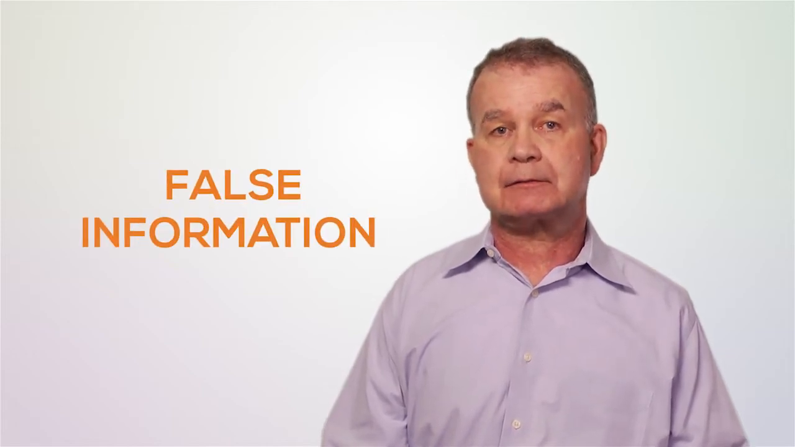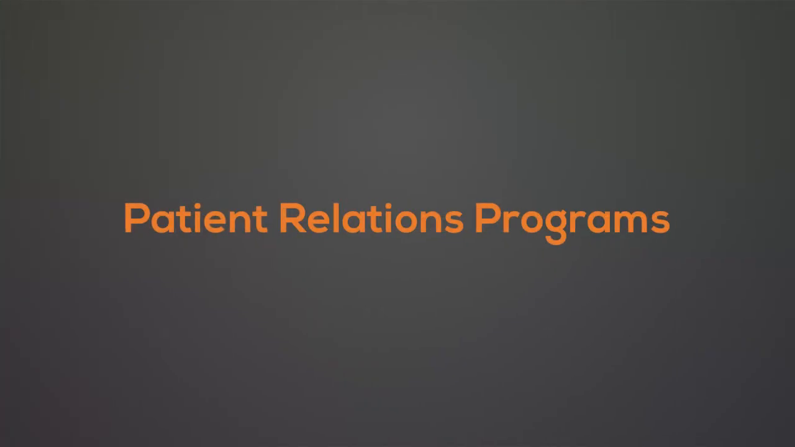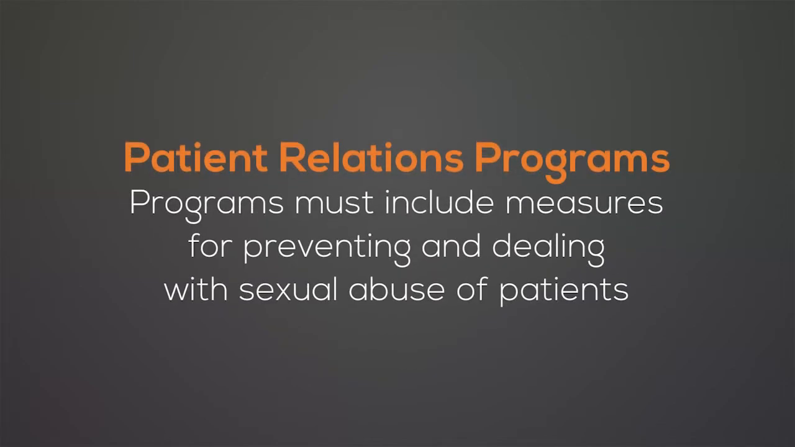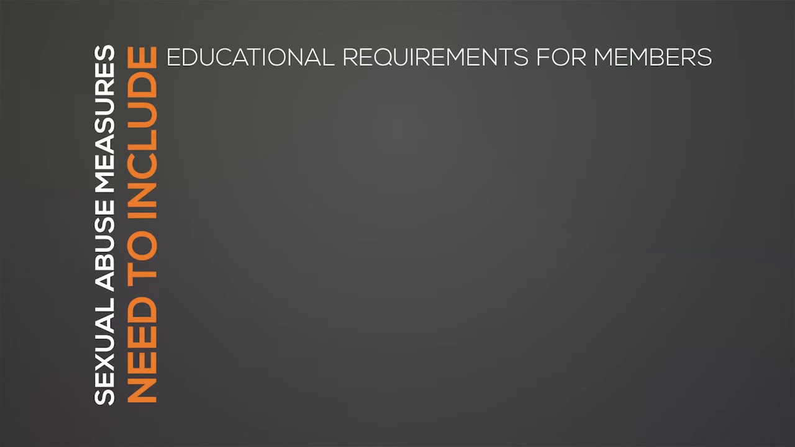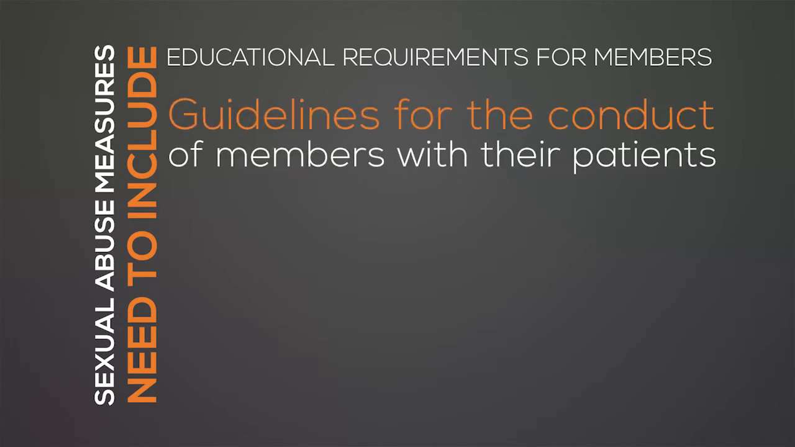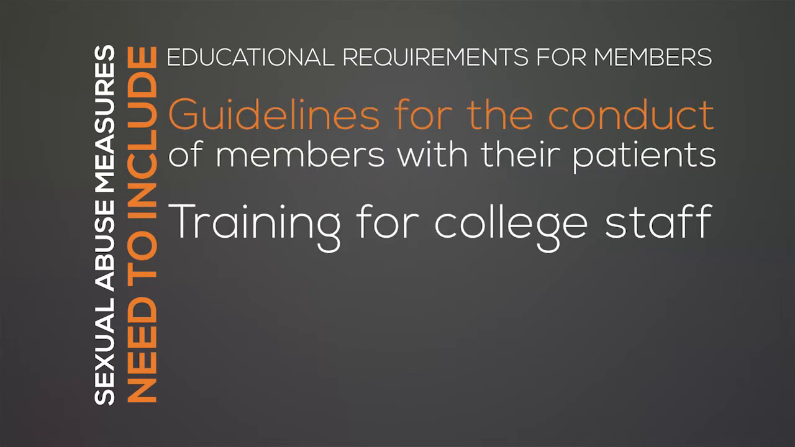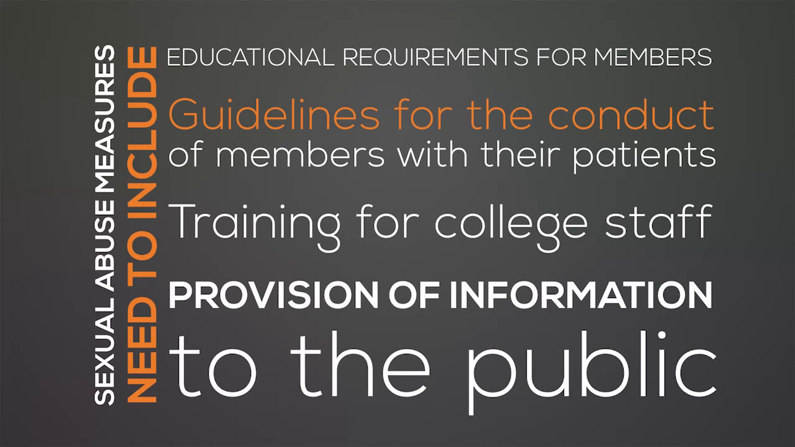The final key regulatory process is the Patient Relations Program. All colleges must have a patient relations program, and the program must include measures for preventing and dealing with sexual abuse of patients. Sexual abuse measures need to include educational requirements for members, guidelines for the conduct of members with their patients, training for college staff, and the provision of information to the public.